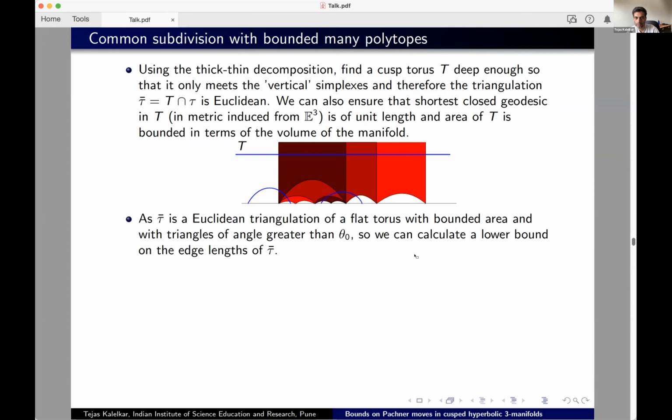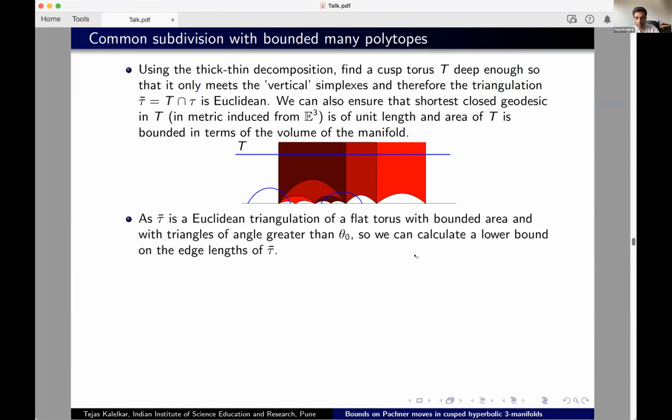So when you intersect it with this flat plane which is high enough, then you get a triangulation and the angles of these triangles are at least theta naught. So you've got a triangulation of a flat torus with bounded area and with triangles of angle greater than theta naught. So we can calculate a lower bound on the edge lengths of tau bar.